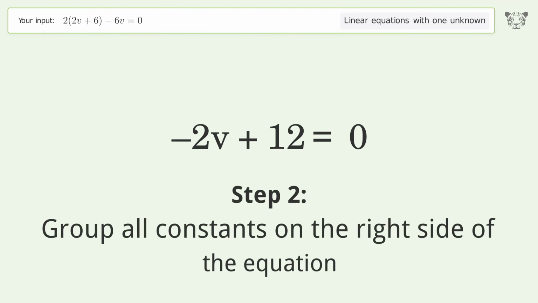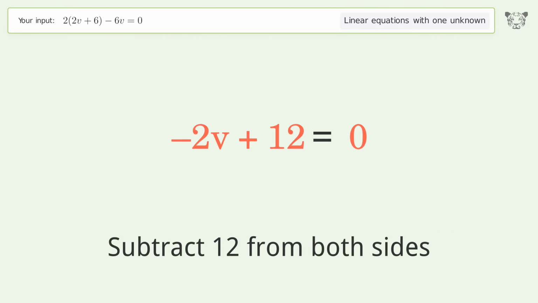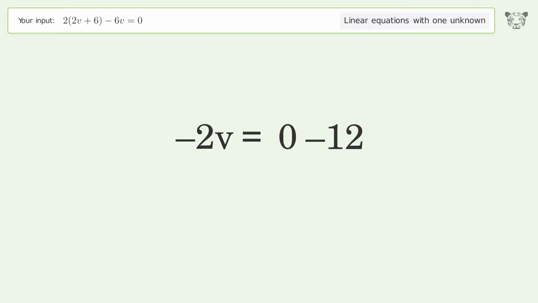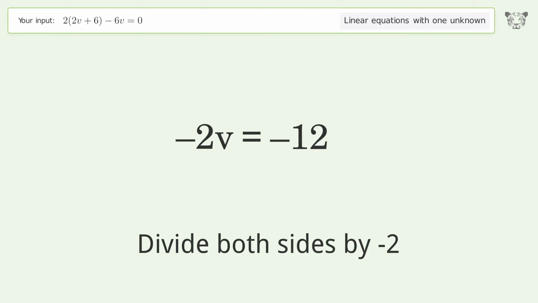Group all constants on the right side of the equation. Subtract 12 from both sides. Simplify the arithmetic. Isolate the v. Divide both sides by -2.